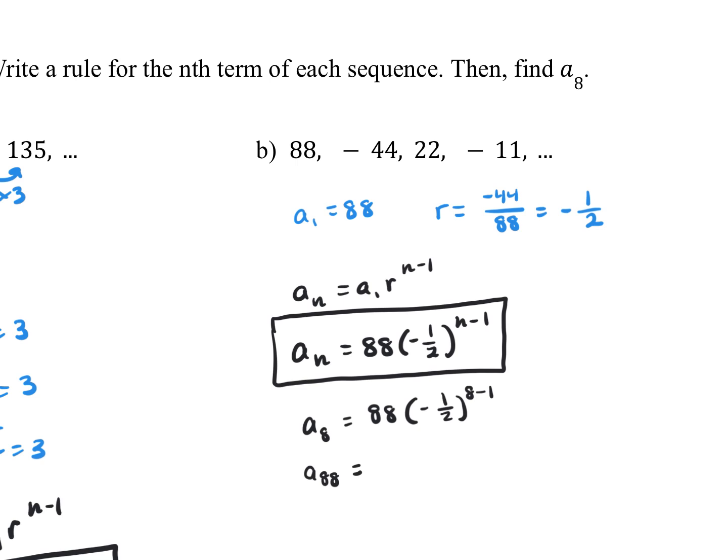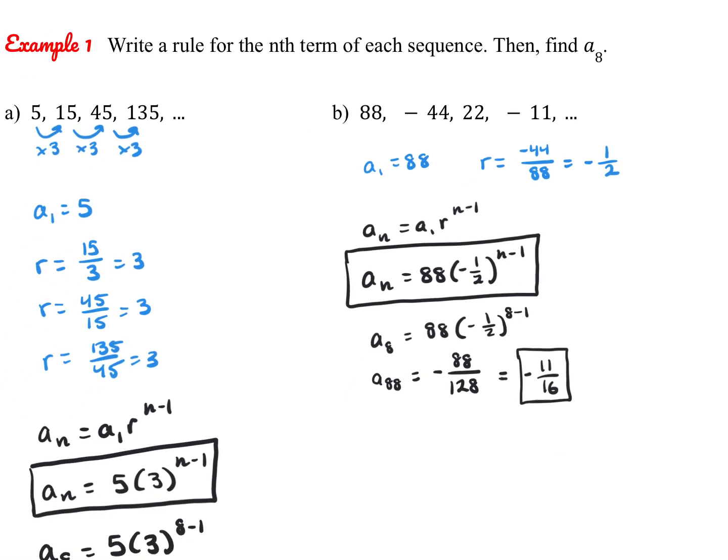All right, so this is going to be negative because I have a negative number to an odd power, negative to the power of 7. And then my numerator is going to be 88, and my denominator is going to be 2 to the power of 7, which is 128. And then, of course, we're always going to try to simplify, so this one becomes negative 11 over 16. There you go.